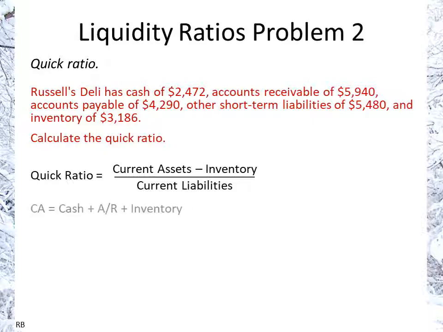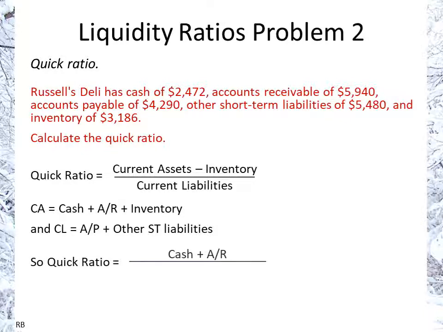So in this example, we have cash, accounts receivable, and inventory. Like in the last one, those are the current assets, and the current liabilities are accounts payable and other short-term liabilities. Now, we could have just taken the answer for the total current assets, subtract out inventories, but in this case, we can see the quick ratio is cash plus accounts receivable.